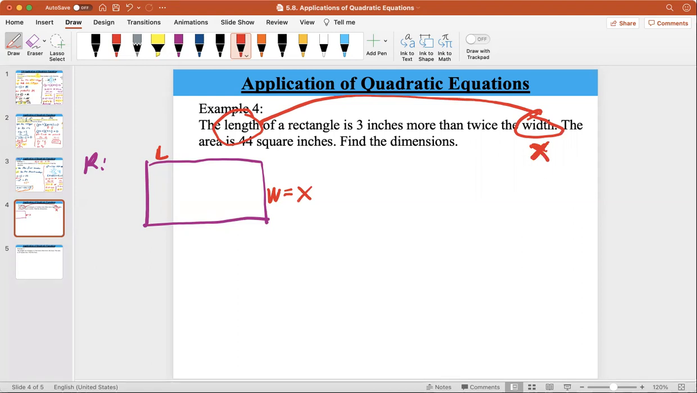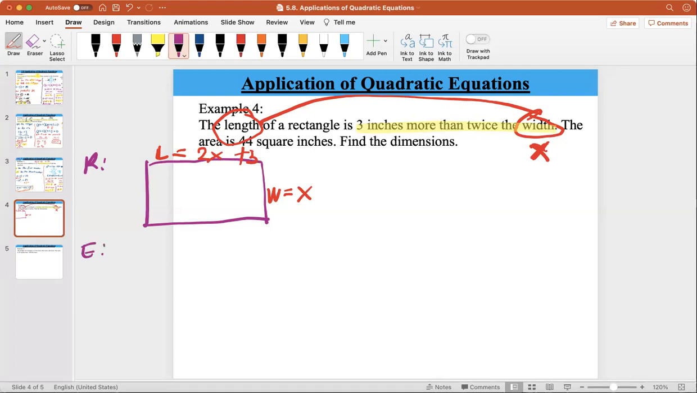How about your length? If the width is represented as x, then what's your length now? The length would be 3 inches more than twice the width. We have to start from twice the width. What's twice the width? It's 2x. What's more than? Plus 3. So you have 2x plus 3. Length, 2x plus 3, with width x.